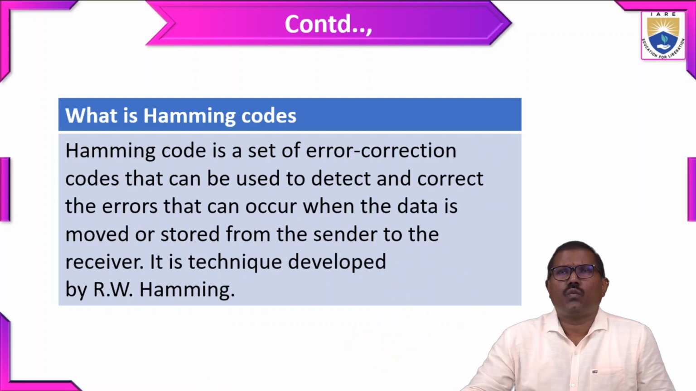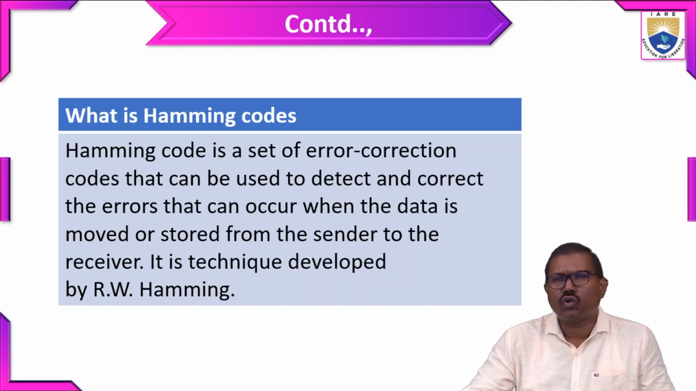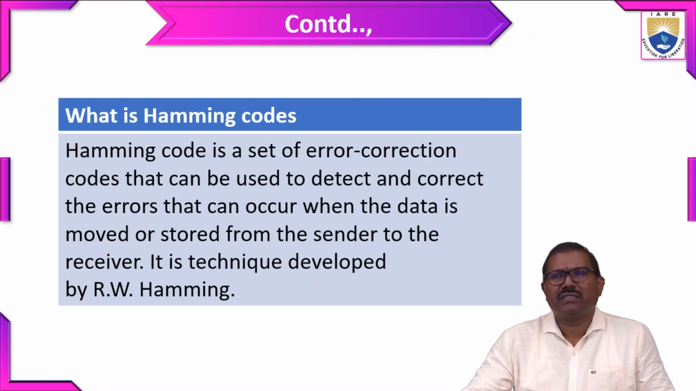What are Hamming codes? Hamming code is a set of error correction codes that can be used to detect and correct the errors that can occur when the data is moved or stored from the sender to the receiver. It was developed by R. W. Hamming, so it is called Hamming codes.